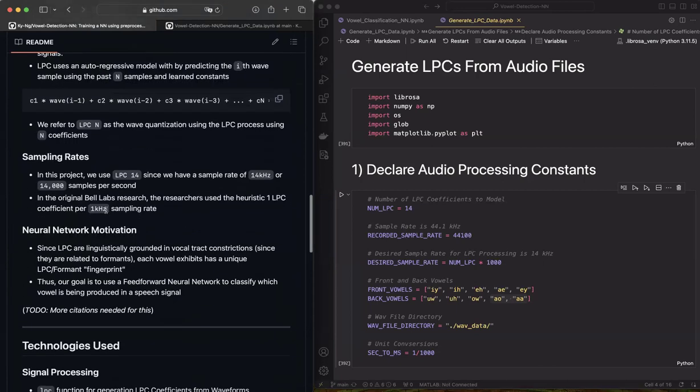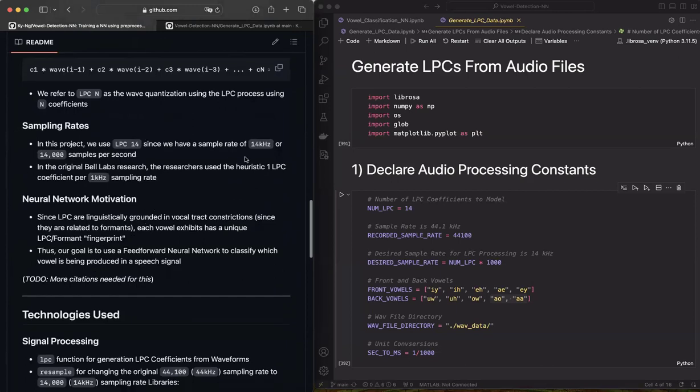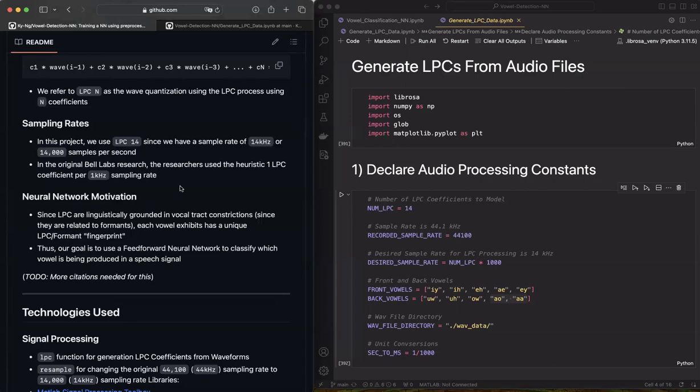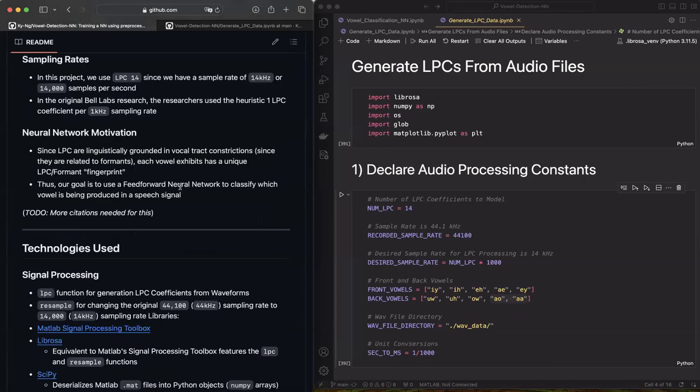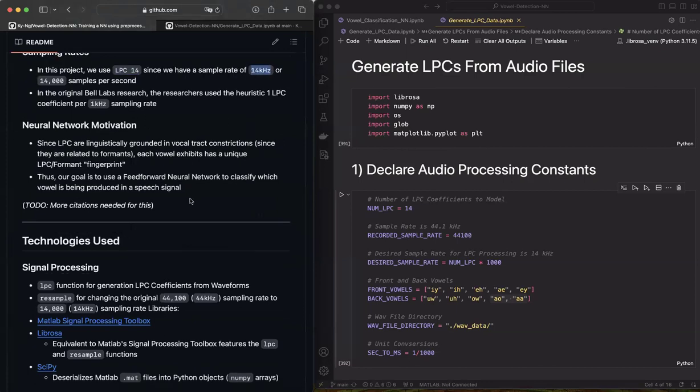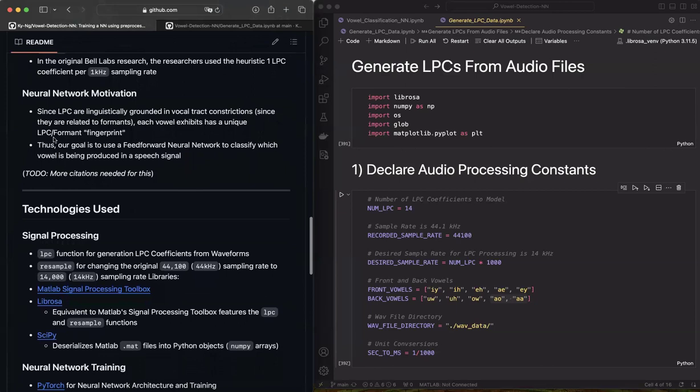Some side notes: we've also downsampled our original sample from 44 kilohertz to 14 kilohertz, since the heuristic originally used at Bell Labs was 1 kilohertz per LPC coefficient, and since we're using LPC 14, we want to use a 14 kilohertz sampling rate. Additionally, we wanted to use LPCs because they're a digital, quantized fingerprint of what a vowel is.